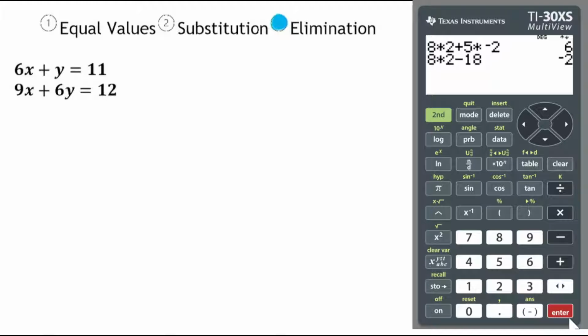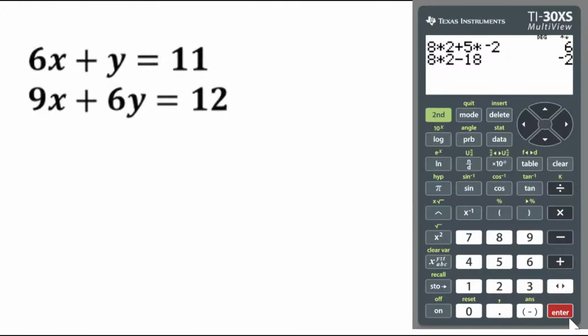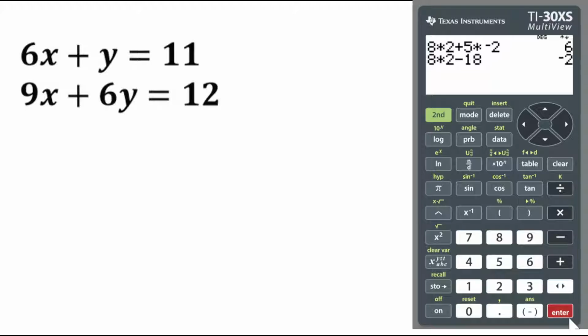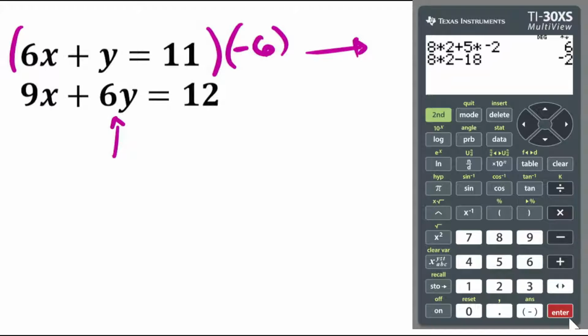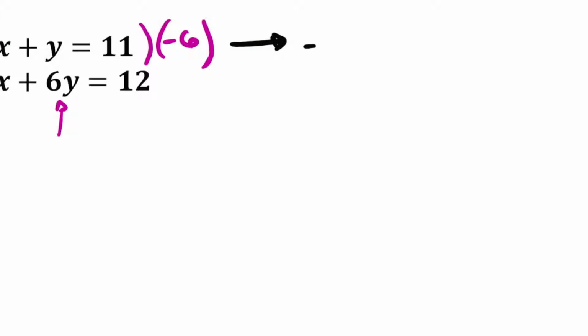And my modification is going to be that I'm going to take this top equation and multiply it through the entire thing, both sides. I'm going to multiply it through by -6, right? The reason why is if I multiply both of these by -6, my y terms will be opposites and they'll cancel. So let's go ahead and faithfully multiply through the top equation by -6.